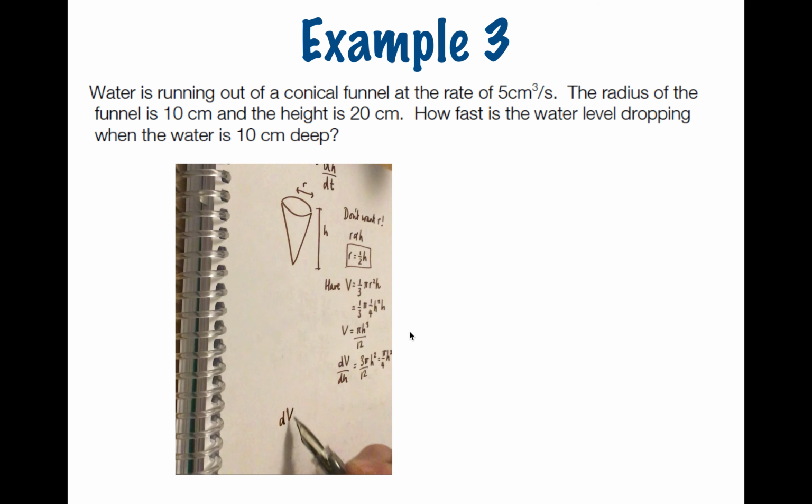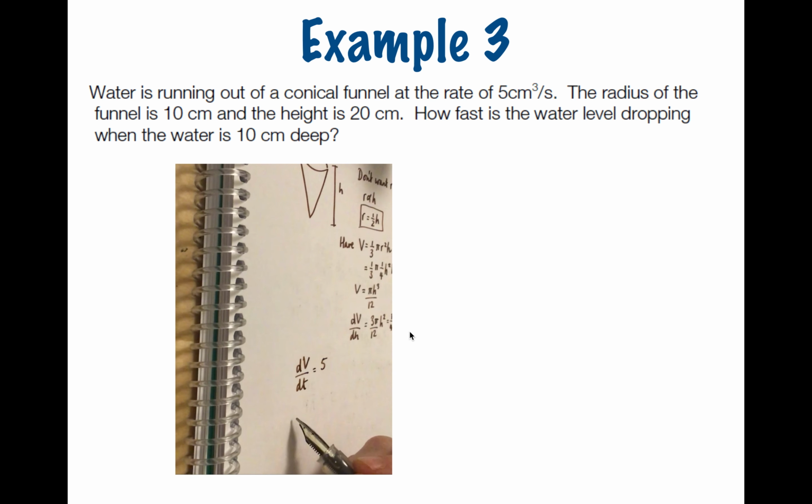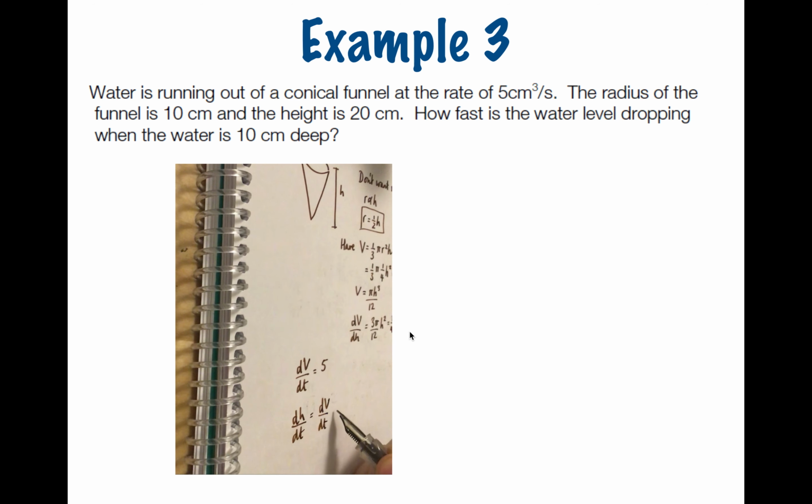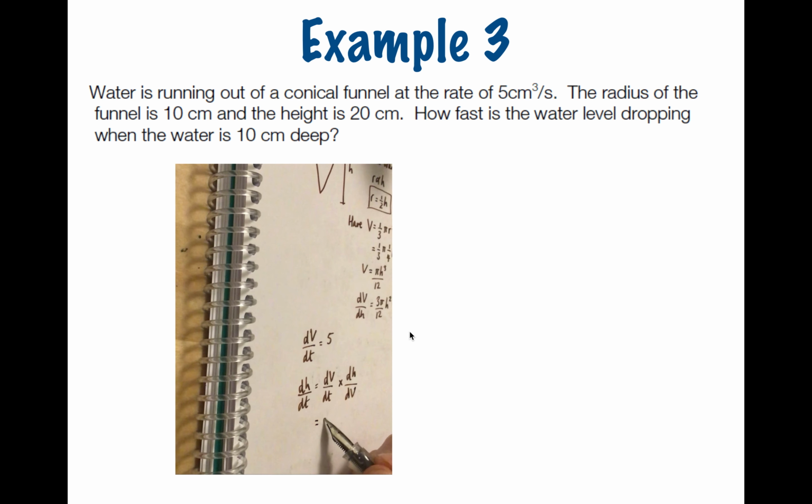So we've taken the information that we had and worked out dv by dh. We're also told that dv by dt is equal to 5. And remember at the top I wrote that we want dh by dt. Well, that equals dv by dt times dh by dv, like we're cancelling out the dv's. But we don't have dh by dv, we've got dv by dh, so we need to divide, very similar to what we've done in previous chain rule questions.